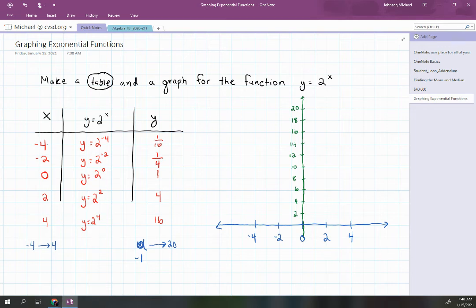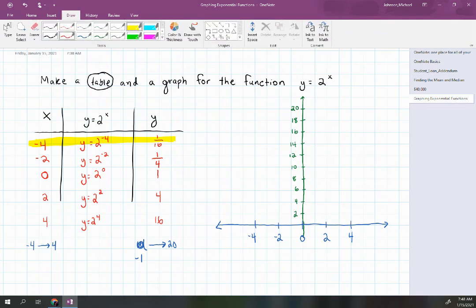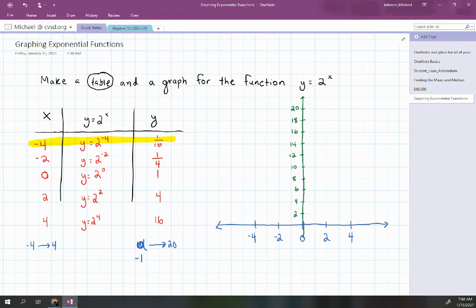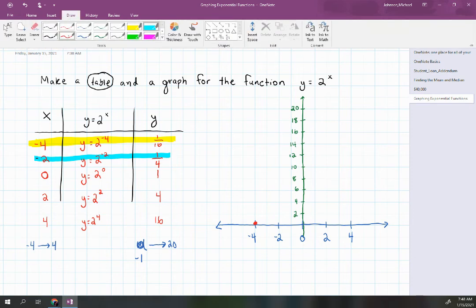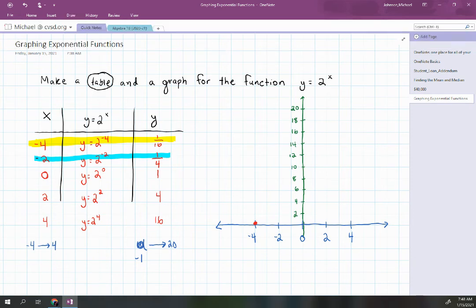And I see that when x was -4, y was 1/16. I'm looking right over here at my table. When x was -4, y was 1/16. So I'm going to go over here, and x is -4, y is positive 1/16. That's like right here because 1/16 is really close to 0, right? Then my next number, when x was -2, y was 1/4. So we're still really, really small because think about that. 1/4 is 0.25. It's really just sticking right around here.